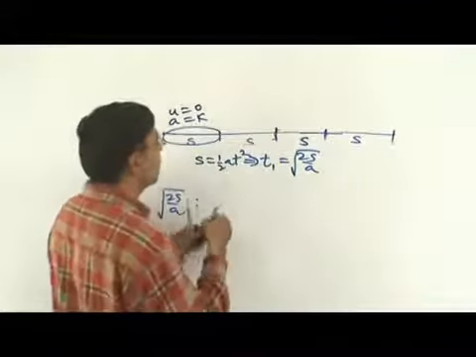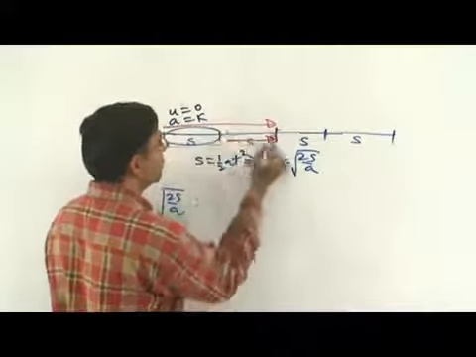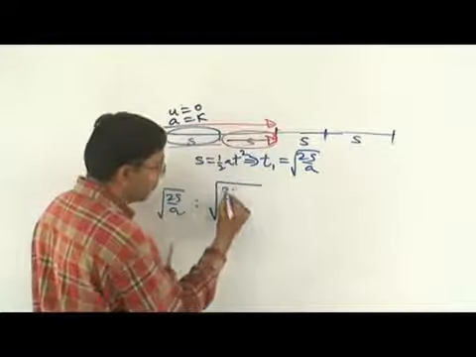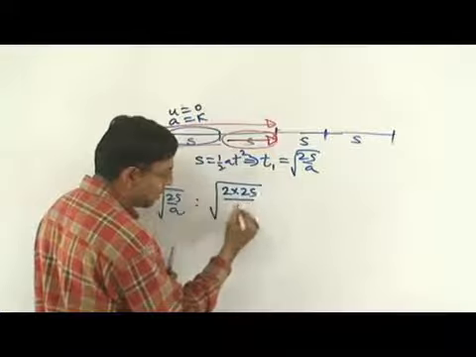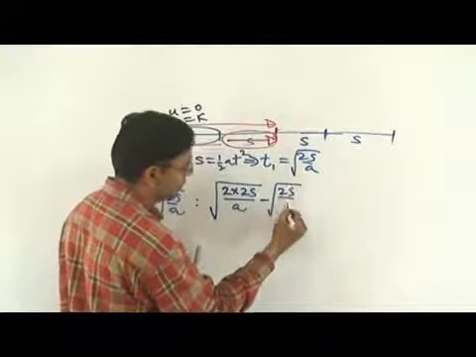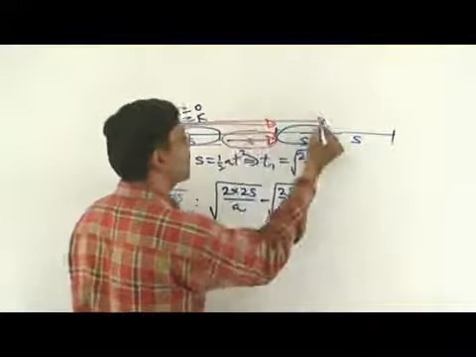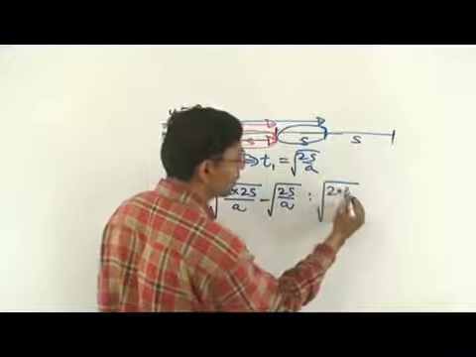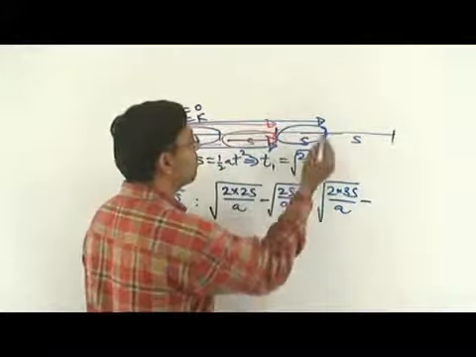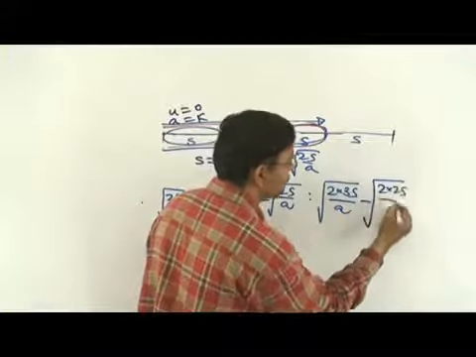Now, the time taken to cover the second S will be the time taken to cover 2S minus the time taken to cover S. So the time taken to cover 2S displacement from the beginning will be root of 2 times 2S by a, because for displacement we write 2S now, minus the time taken to cover the first S, which is root 2S by a. Now the time taken to cover the third S will be the time taken to cover 3S from the beginning, root 2 times 3S by a, minus the time taken to cover the first 2S. So something like this, and so on.